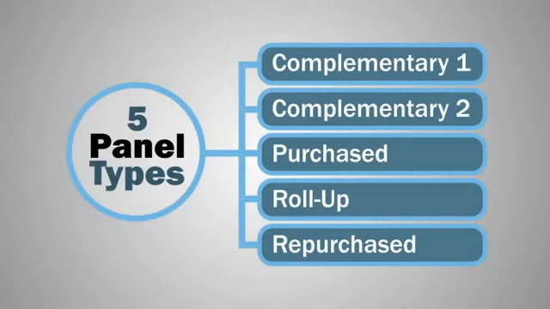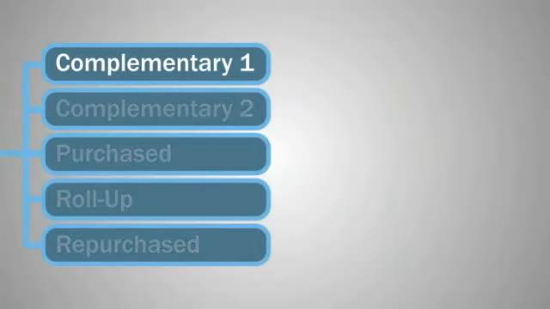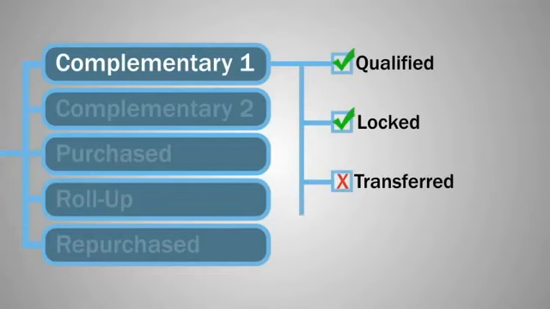When a member purchases a package, the included panels are automatically Complimentary 1, which means they are automatically qualified, automatically locked, they cannot be transferred to other affiliates, and cannot be rolled up to higher level color panels.